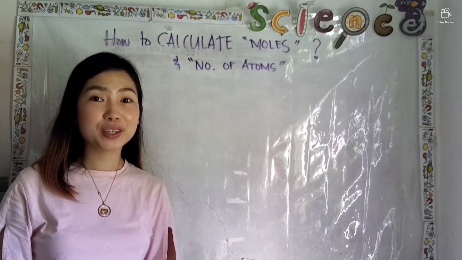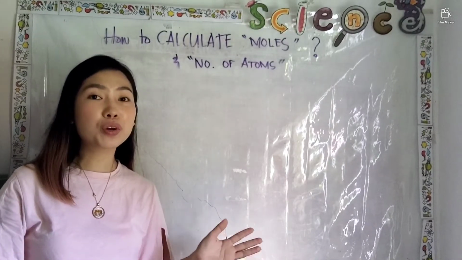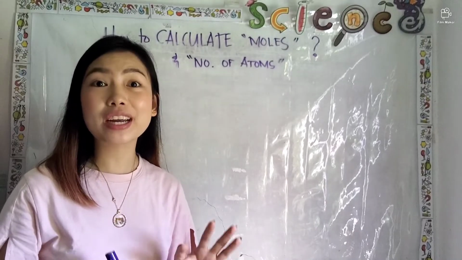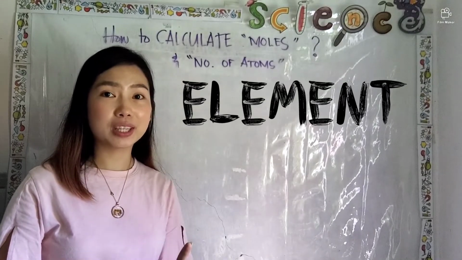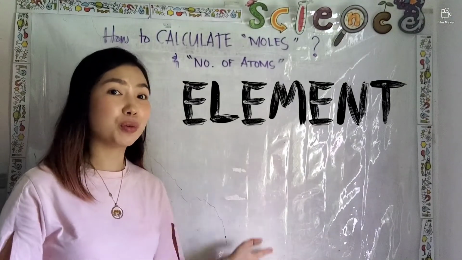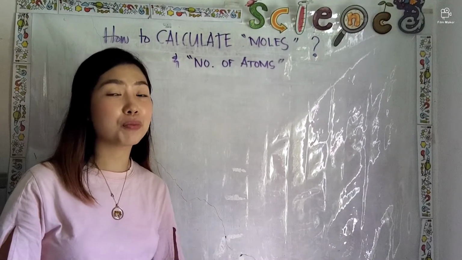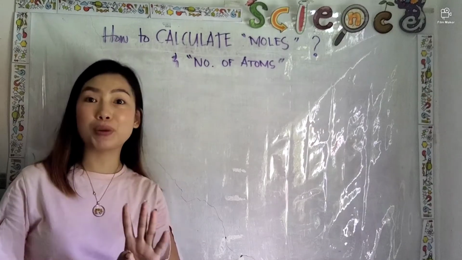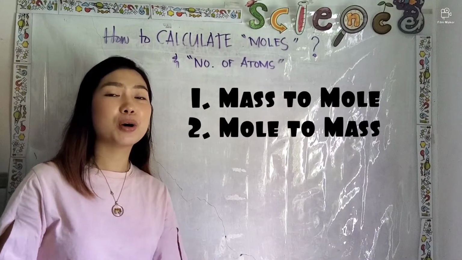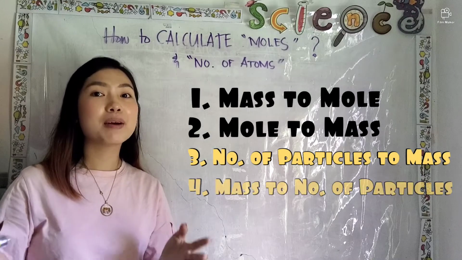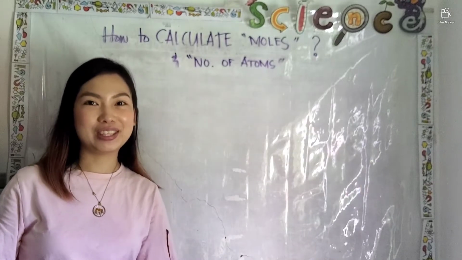So let us have first the calculation on how to calculate moles and the number of atoms. Now, in this computation, what we are referring to is the computation for each element. For example, we are only referring to one element in the periodic table, then we will use the following formulas. Now, on the computation of mole and number of particles, we will encounter four formulas. Those are the conversion of mass to mole, mole to mass, number of particles to mass, and mass to number of particles. So let us have now this computation.